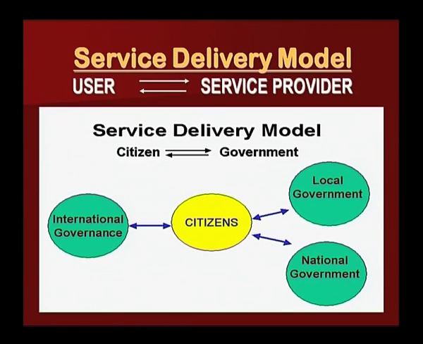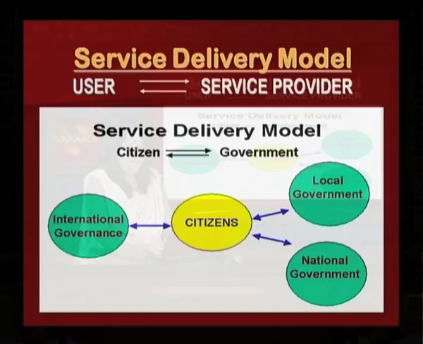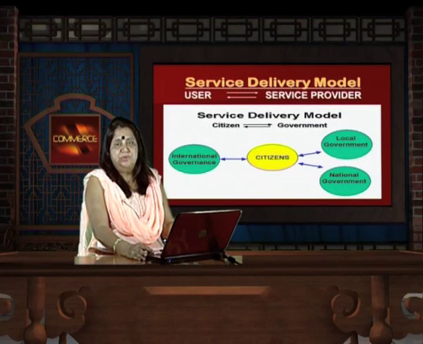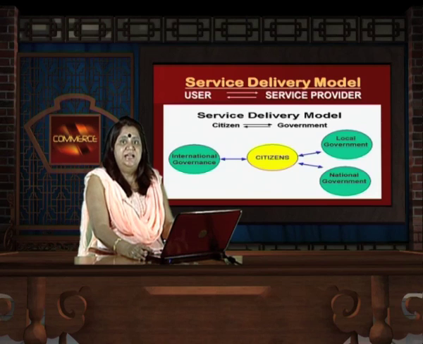The service delivery model is the interrelation and the exchange between citizen and the government: international government, citizens, local government and national government. These are the parameters. Now, what we will study in this model is, this diagram basically shows that you have international governance. International governance is the policies and the frameworks which impact our national governance.